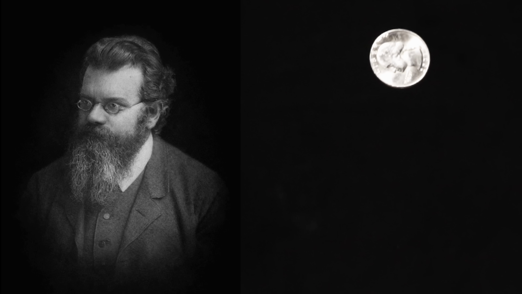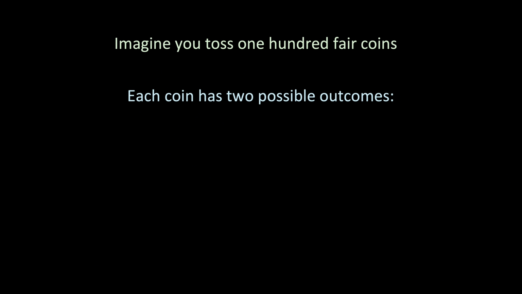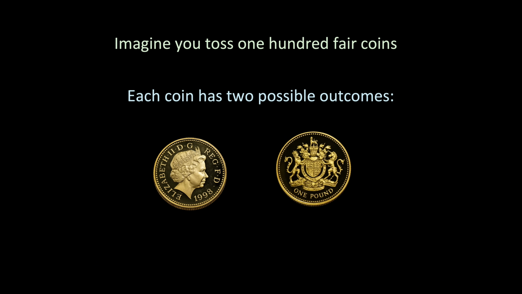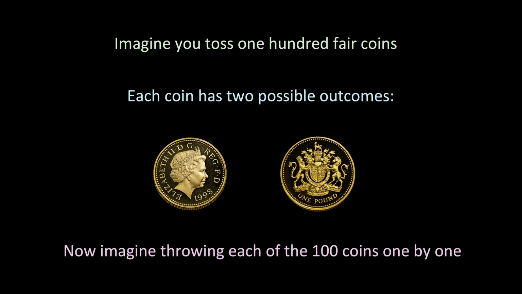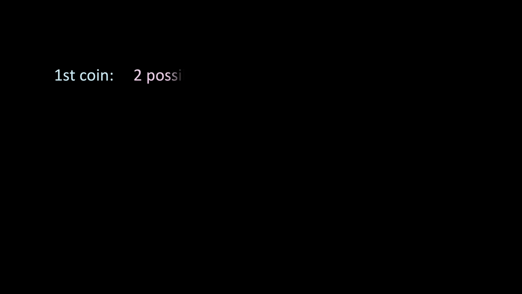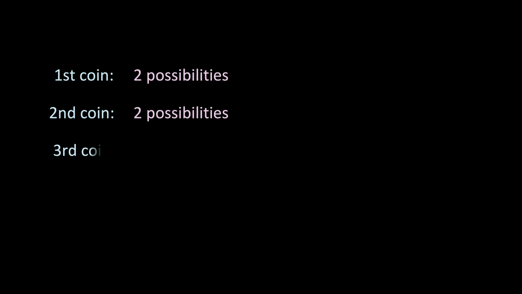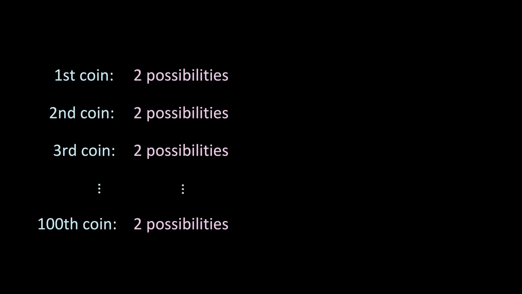To see what Boltzmann meant by entropy, we'll begin with something very simple, the tossing of a coin. Imagine you toss 100 fair coins. Each coin has two possible outcomes, heads or tails. Now imagine throwing each of the 100 coins one by one. For the first coin, there are two possible outcomes. For the second coin, again two possibilities, and for the third coin, again two choices, and so on, all the way up to the 100th coin.